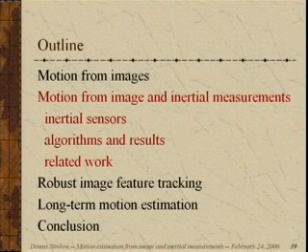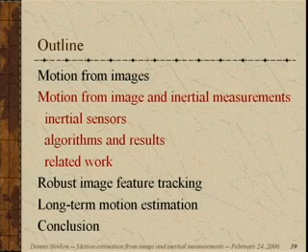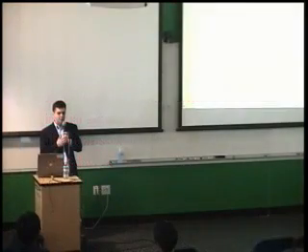Okay, so that's just a brief kind of crash course in motion estimation from images and the kind of lingering problems with it. One way that we've tried to address those problems is to incorporate, like I said, the epsilon or least possible or least useful inertial measurements into it, and I'll talk a little bit about that.